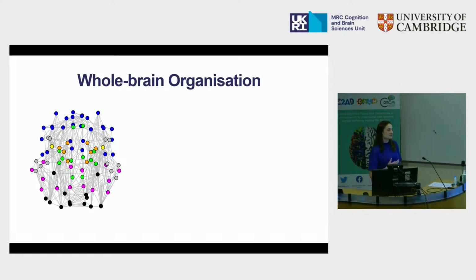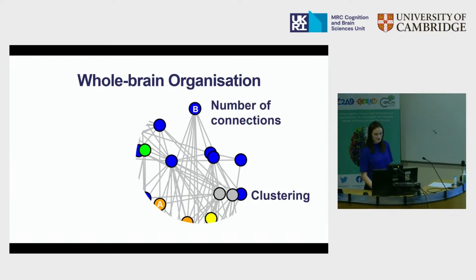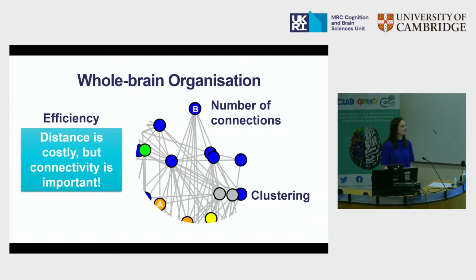But when we create these networks, we have the opportunity to look at how the whole brain is organized. So if we zoom in on a small part of this network, we can calculate things such as the number of connections that an area has, how clustered different areas are together, and we can also calculate efficiency. This is a really important concept because in the brain, distance is considered costly. This means that if a physical connection is going to form between 2 areas of the brain that are far apart, it's going to take the cells more time and energy to form that connection than if the areas were closer together.